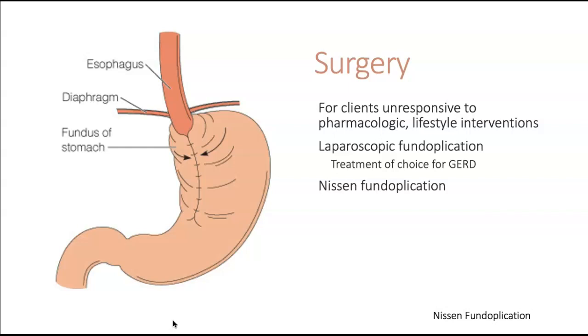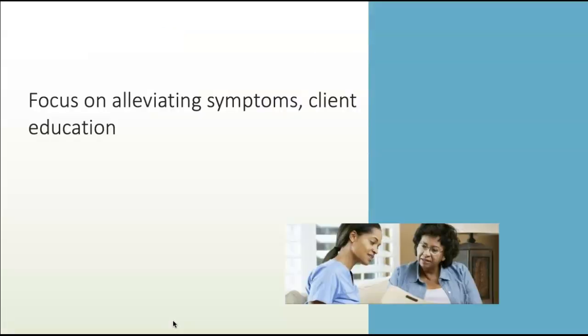Here is a slide that talks about that surgery. I talked about the Nissen fundoplication. Say that three times real fast. You can see there's the esophagus, and they wrap the stomach around the esophagus and around where the sphincter is to keep it nice and tight, to allow the food to go down but not to come back up, to keep the food from being regurgitated. The focus is on alleviating those symptoms, with a lot of client education with GERD.